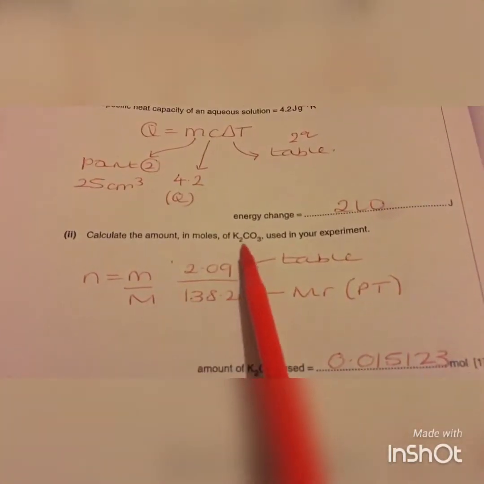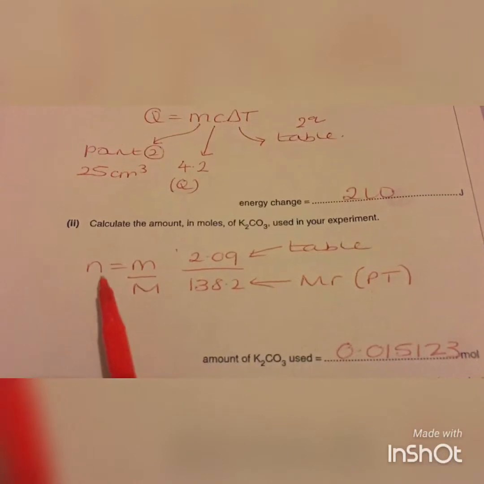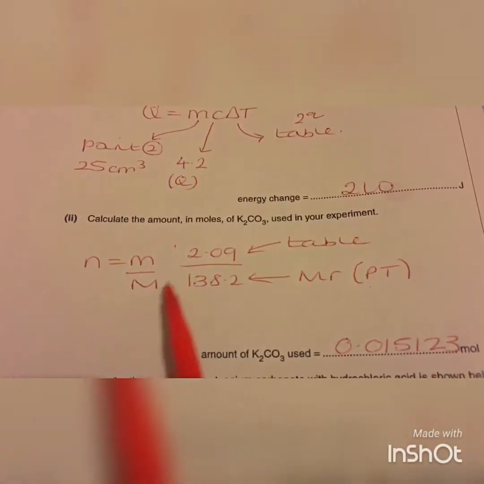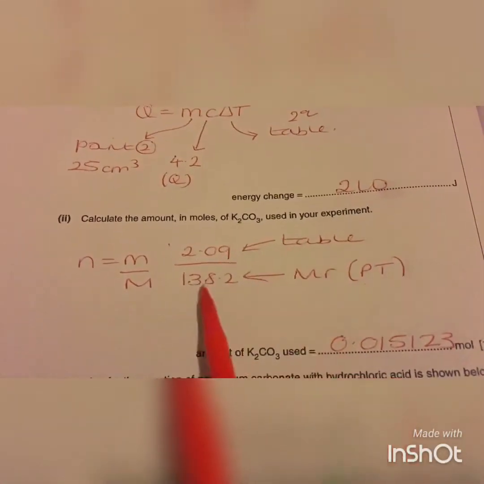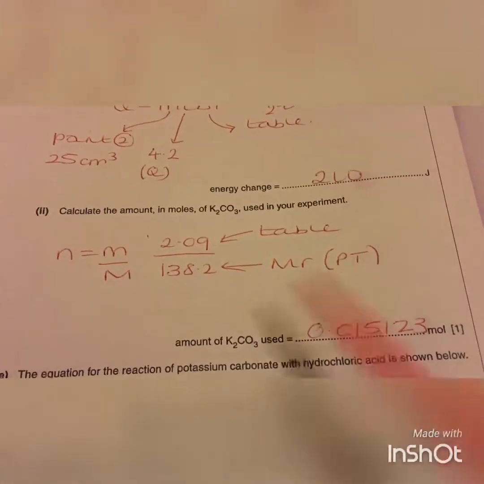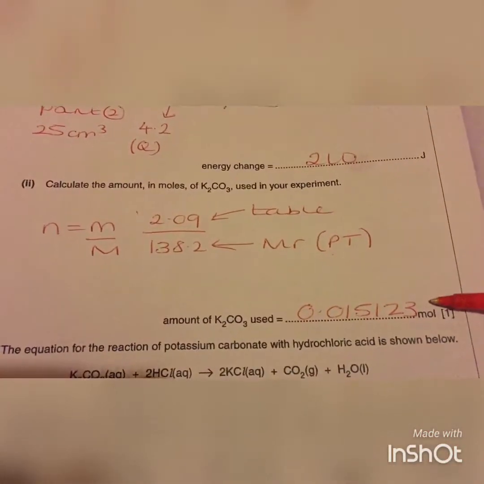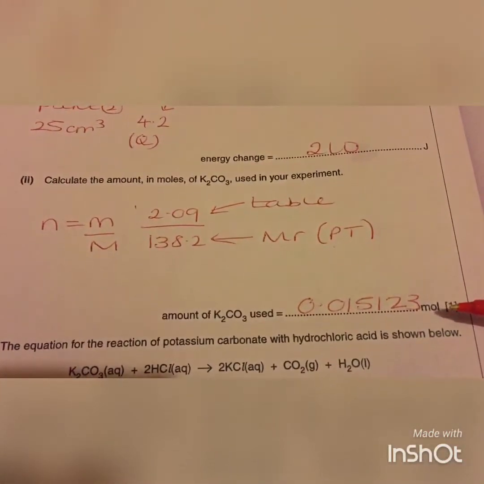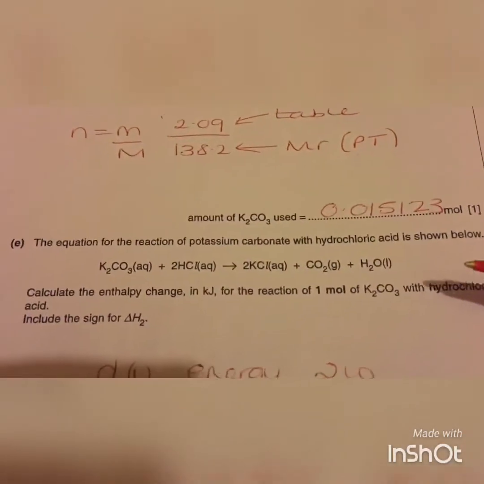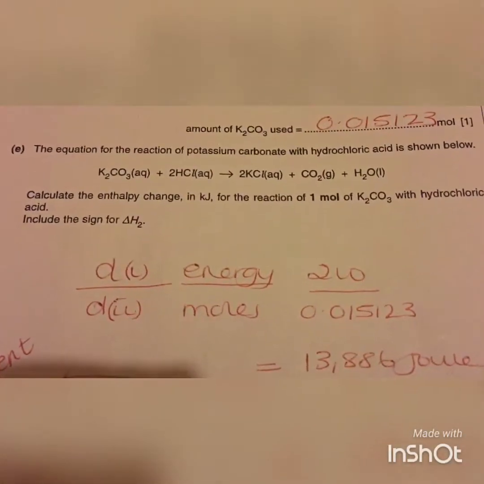2, calculate the amount in moles of the substance that you used. Same as last time, N equals M over M. Mass from the table, molar mass from the periodic table, which gives me a value of 0.015123. Next question, coming down, same as last time again.